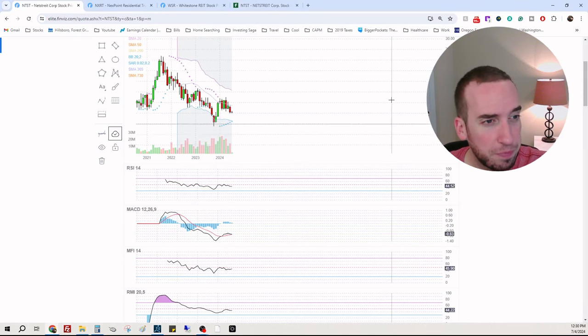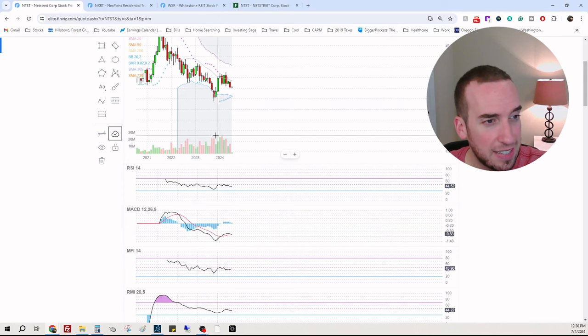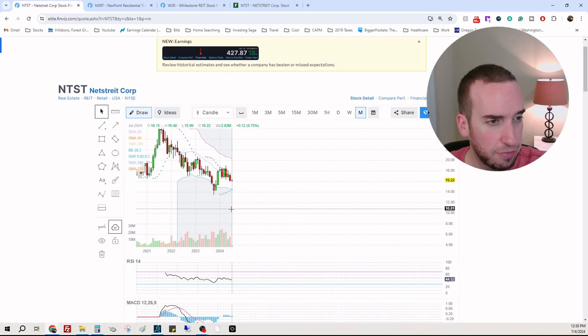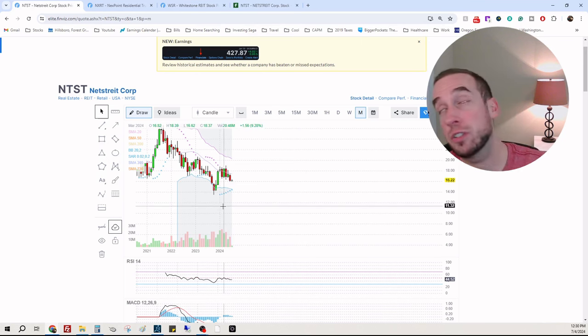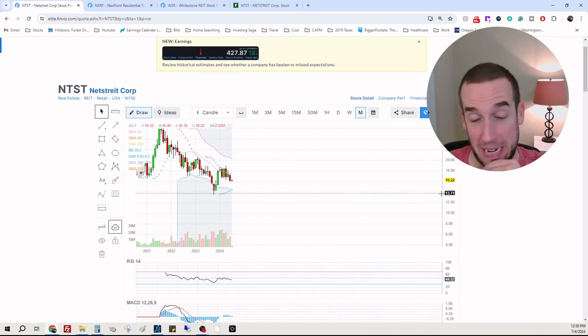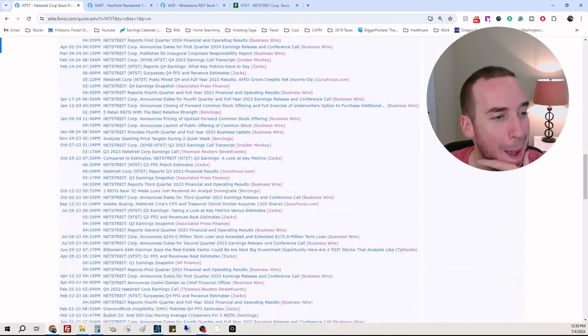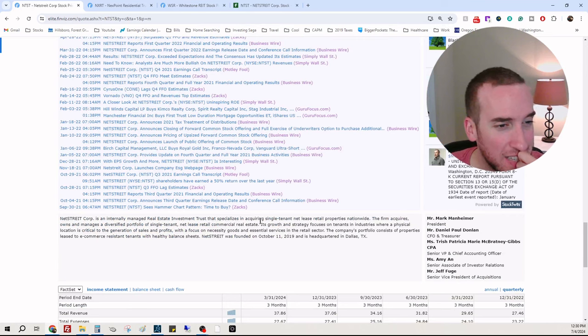Let me look at this rise in volume right here. Obviously, we're very early into July and this company's traded 2 million shares. But at the height, it was 24 million shares. I think it could break that. And what do they do? NTST? Single tenant net lease retail properties.